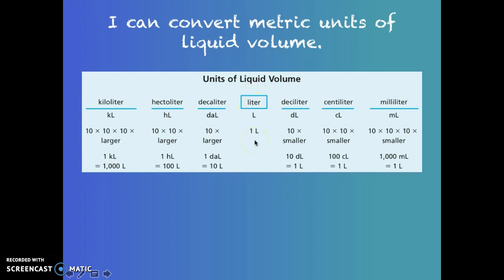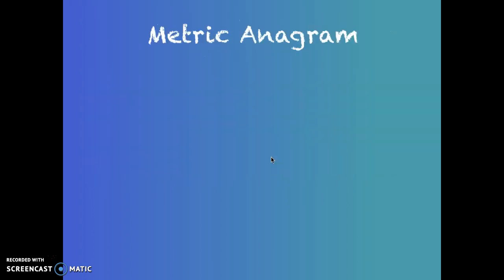And this should look very familiar to you because we're still using the same prefixes, the kilo and the hecto, the deca. Our unit has changed because now we're going from length to volume, but we still have deci, centi, and milli. Okay, so the unit of volume is liters. The prefixes have stayed the same as what we worked with yesterday.